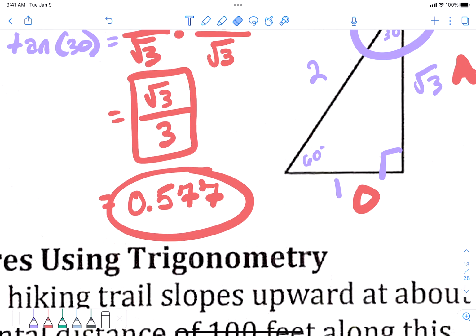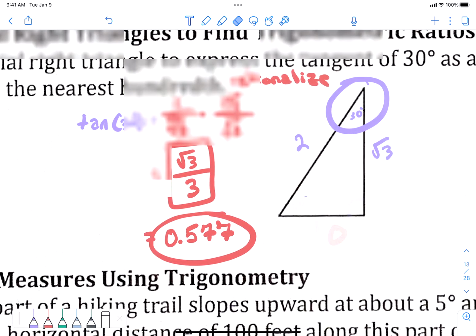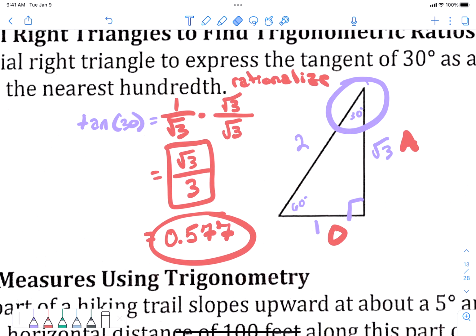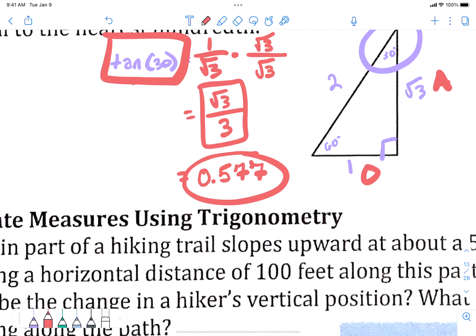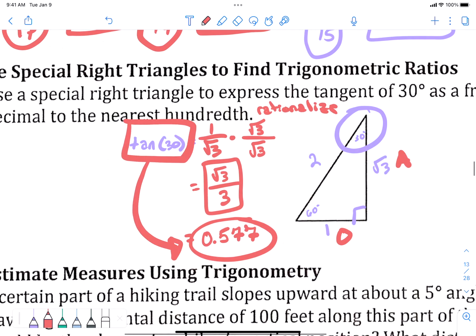So we use this triangle to figure out that tangent of 30 degrees was 0.577. Type tangent 30 into your calculator and see what you get. You should get 0.577, right? Tangent 30 should be 0.577. Yeah? Did anybody not get 0.577? Because your calculator could be in radians. No. Okay, you're good? All right, so we used a special right triangle to get that.